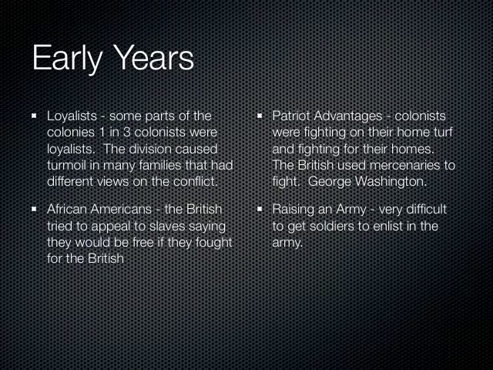Raising an army. It was very difficult to get soldiers to enlist in the army. The Continental Congress had no power to levy taxes on the colonists and had no money to pay, so a lot of the soldiers were told, you will get paid in the end.